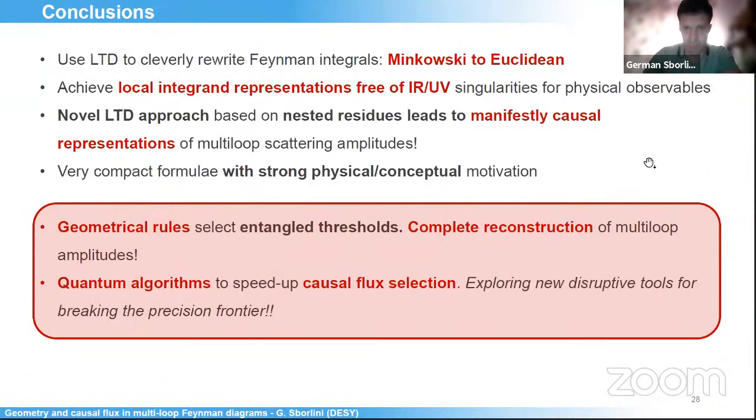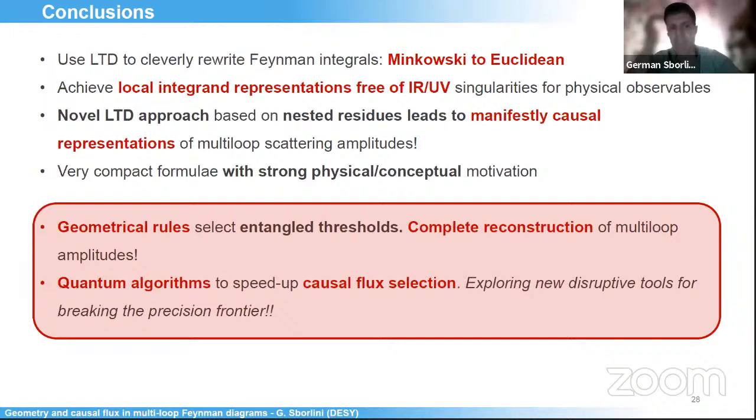So with this, I arrived at the conclusions. And I would like to say that the loop-tree duality is something very important to cleverly rewrite the Feynman integrals, going from Minkowski to Euclidean space, that we can achieve a local cancellation of infrared and ultraviolet singularities when we are dealing with physical observables, and that the new representation of the loop-tree duality leads to expressions that are manifestly causal and that avoid several unphysical singularities. And this very compact formula that we are obtaining has a very strong physical and conceptual motivation.